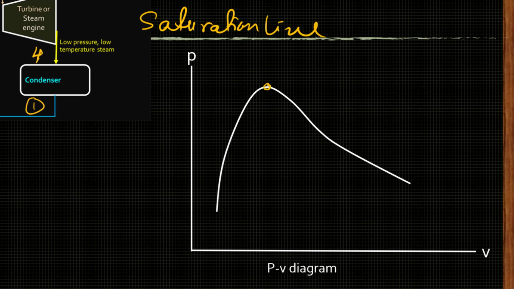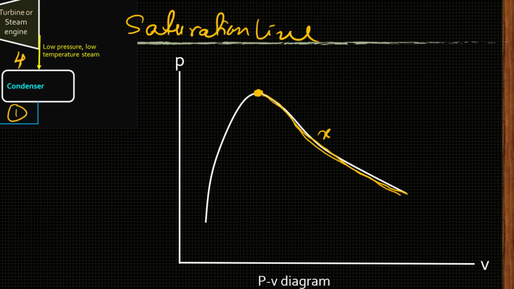And this is the critical point. This part of the line is called the dry saturated line. That means this is X equal to 1 for dry steam. So this line represents the dry saturated steam, and this part of the line represents saturated water, that means water at boiling point. In this case, the dryness fraction is 0, but at saturation temperature.